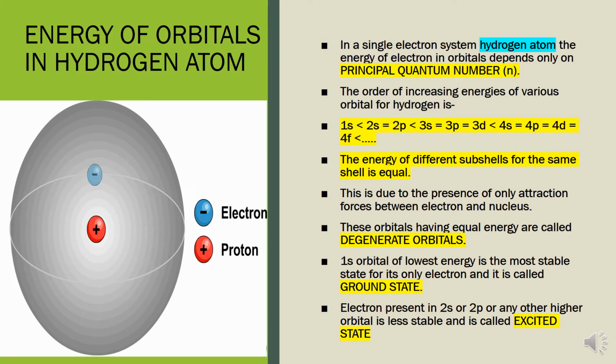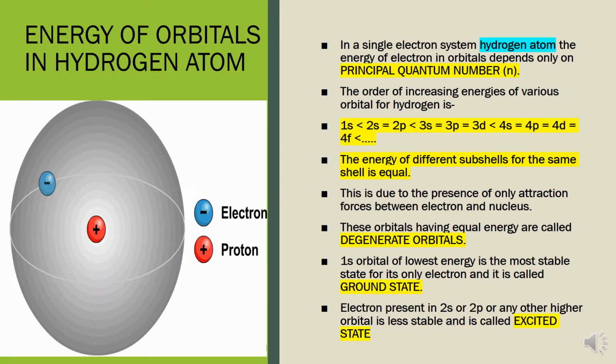And the order of increasing energies of various orbitals for hydrogen is: 1s is the lowest energy, then 2s and 2p. These two subshells are related to the second shell, so they have the same energy in the case of the hydrogen atom. And again, energy will increase when the electron enters the third shell. So in the third shell, all three subshells, 3s, 3p, 3d, have similar energy. Similarly, in the fourth shell, the energy increases, but the subshells of the fourth shell all have similar energy.